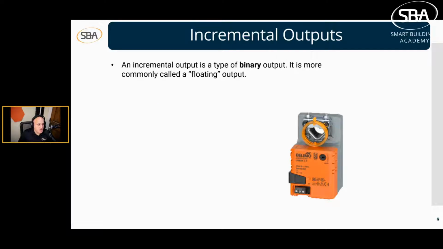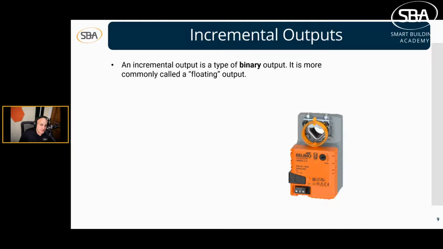Incremental outputs, the most common actuator you will see on terminal units. And why is it the most common actuator you will see on terminal units? Because it is significantly less expensive. The reason why is the conversion from a 0 to 10 volt signal to actually drive a motor takes some different chipsets, takes some different devices inside the actuator that cost more to produce.